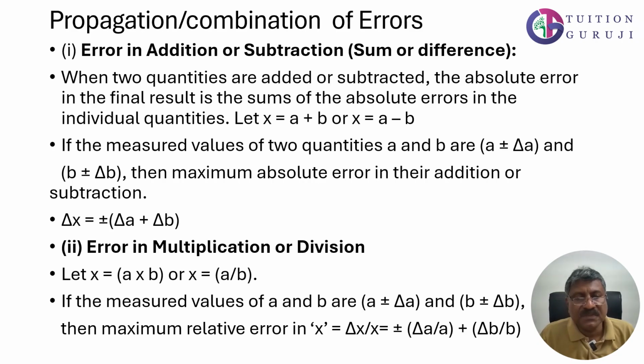Error in multiplication or division. So let x be a into b and x is equal to a by b. If the measured values of a and b are a plus or minus delta a and b plus or minus delta b, then the maximum relative error in x is delta x by x is equal to plus or minus delta a by a plus delta b by b.